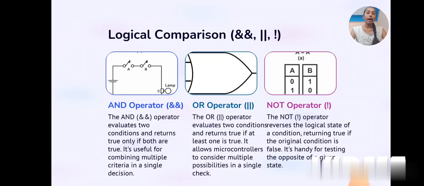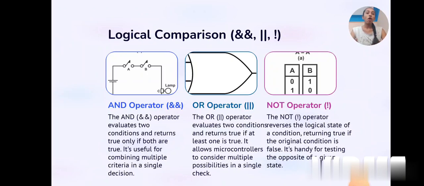Lastly, logical comparison. It contains many logical comparisons, but these are the three operators which we use commonly. That is AND operator, OR operator and NOT operator. Let us see first what is AND operator. The AND operator evaluates two conditions and returns true only if both are true. It is useful for combining multiple criteria in a single decision. It will take two inputs and produce only one output. The output is high when both the inputs are high.